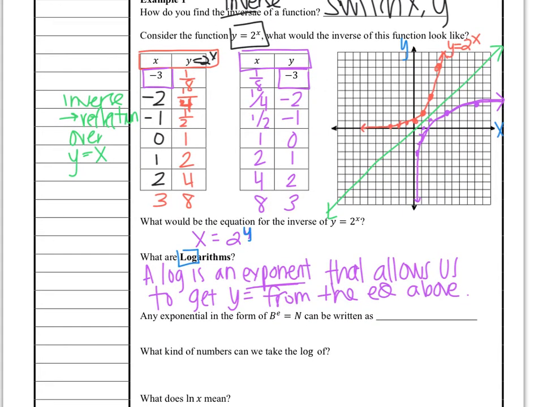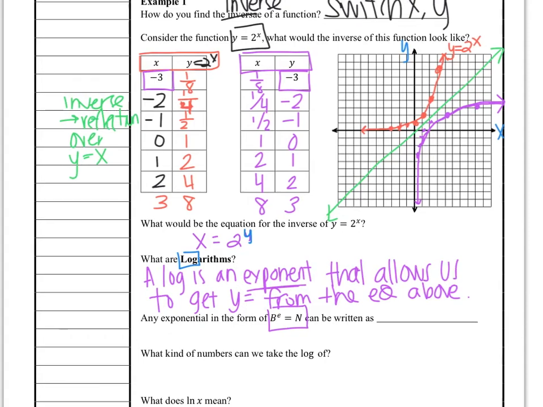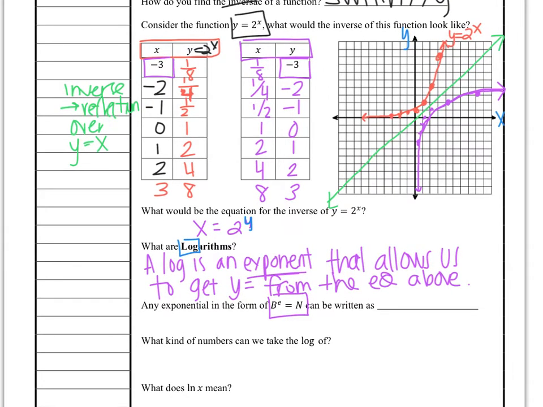So any exponential in the form of a base raised to an exponent equals some number. So let me again just describe what those things mean. Base to an exponent equals some number. So we've got big B means base. The E means exponent. And N just means some number.